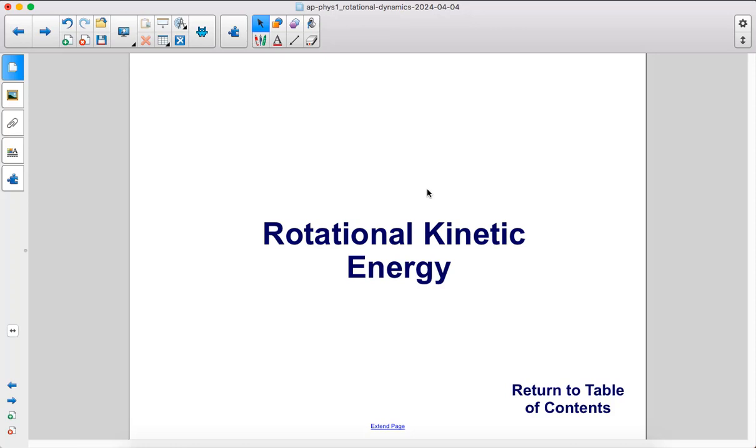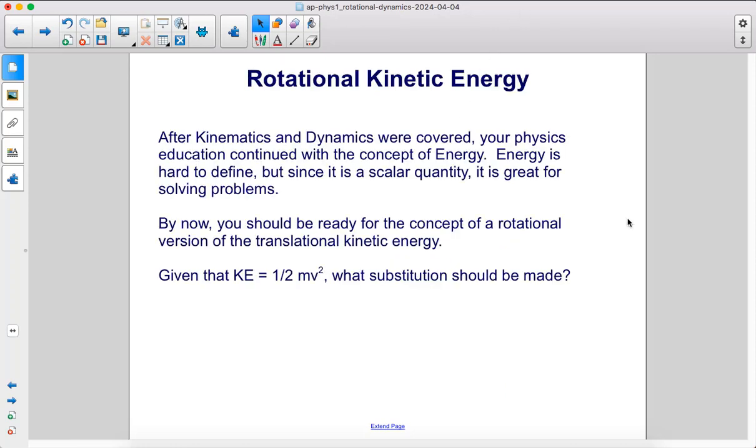Rotational kinetic energy. After kinematics and dynamics were covered, your physics education continued with the concept of energy. Energy is hard to define, but since it's a scalar quantity, it's great for solving problems. By now, you should be ready for the concept of a rotational version of the translational kinetic energy.